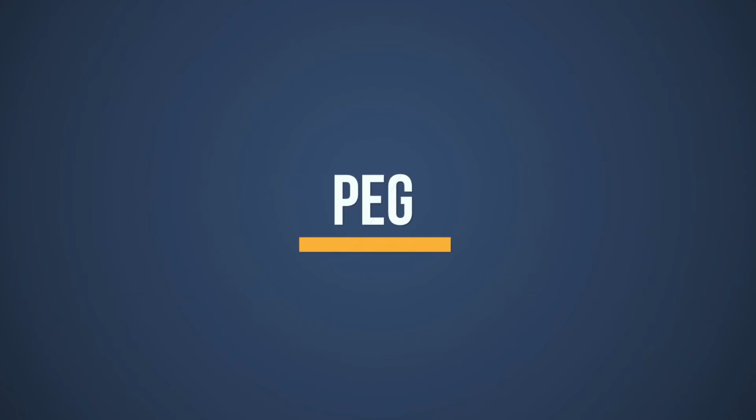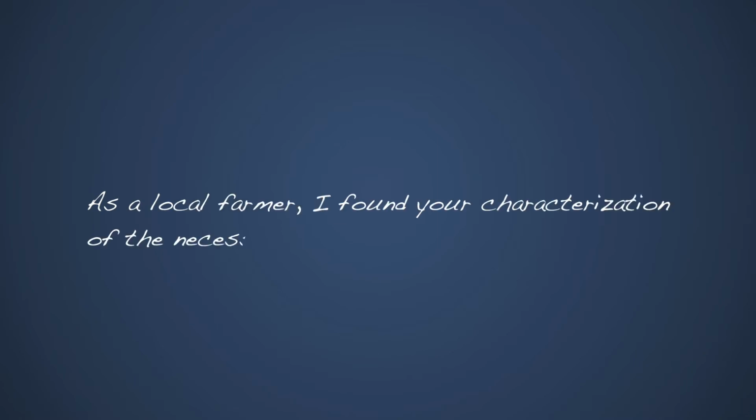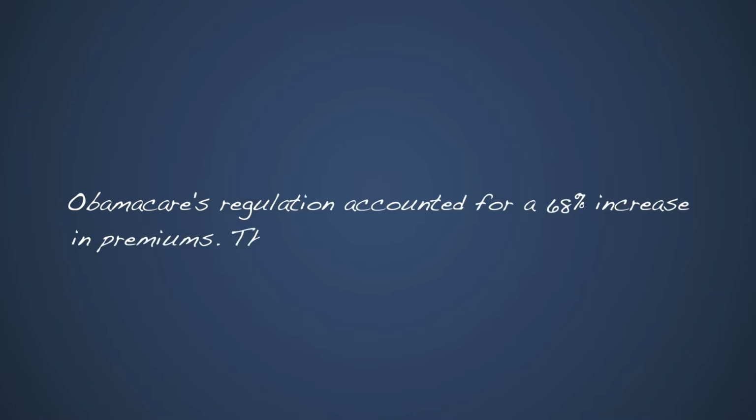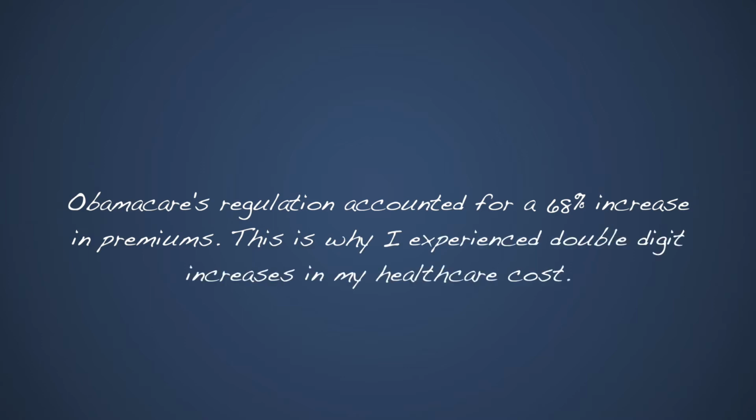First, peg. You need an interesting fact, anecdote, or story to get people interested in your letter. This can be a personal connection like this. As a local farmer, I found your characterization of the necessity for farm subsidies to leave out some crucial details. Or a fact like, Obamacare's regulations accounted for a 68% increase in premiums. This is why I experienced double-digit increases in my healthcare costs.